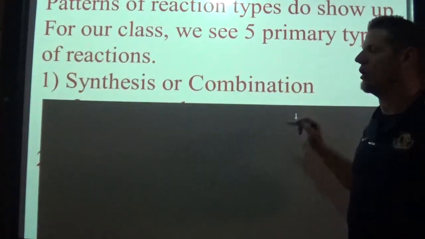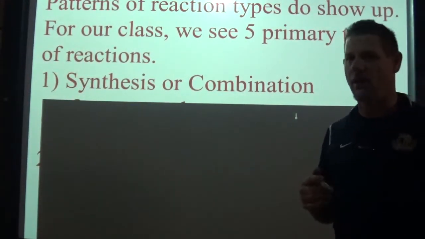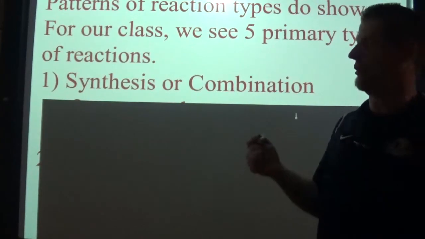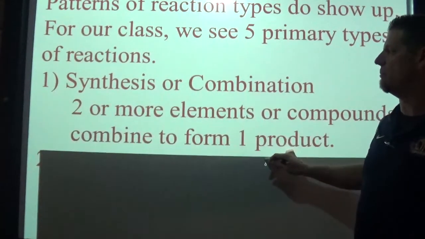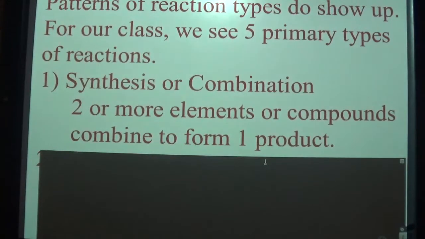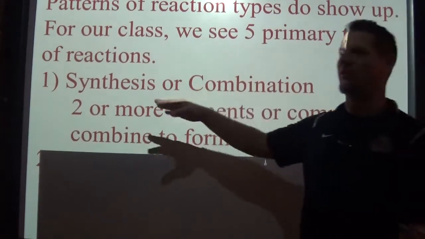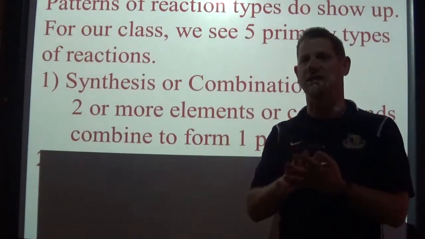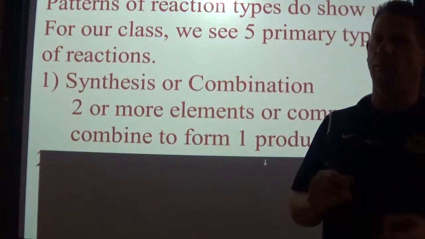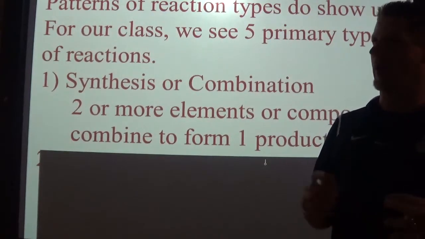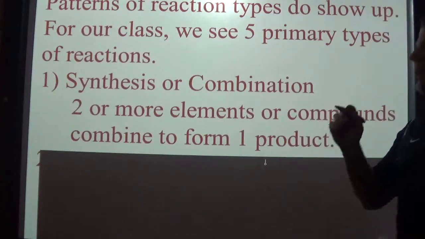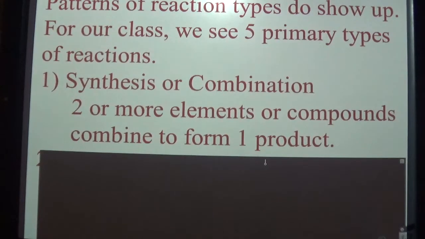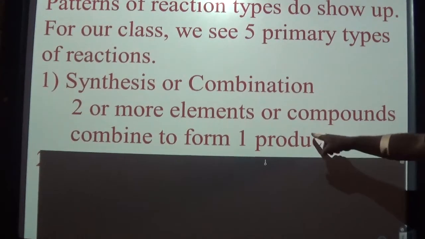The first one is called synthesis, or in other books and other places, they call it a combination reaction. Because what's happening is we're going to combine 2 or more elements in order to form only one product. It's combining. Obviously, that's what has to happen, is a combination. The fancy science word for it is synthesis. I am putting things together. I'm synthesizing one new product. It can be 2 or more elements or 2 or more compounds or an element and a compound. Anything where there are multiple reactants to form one product.